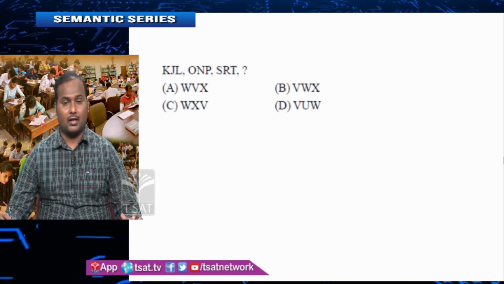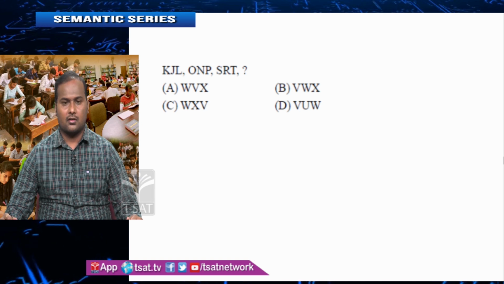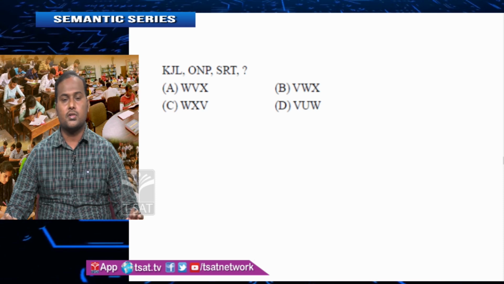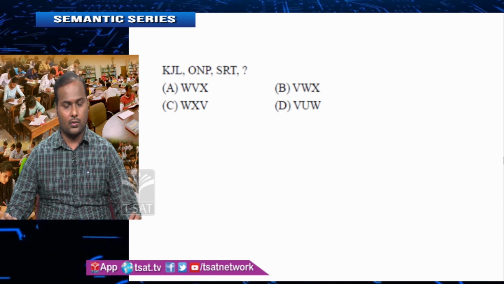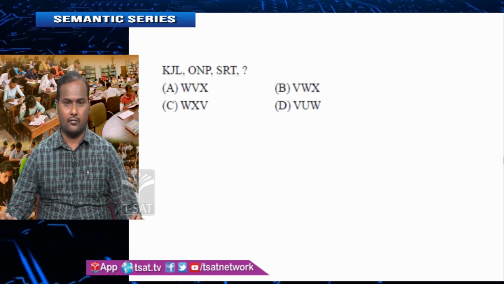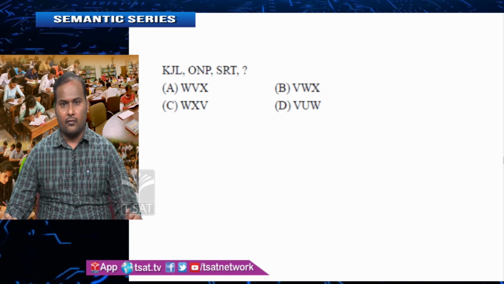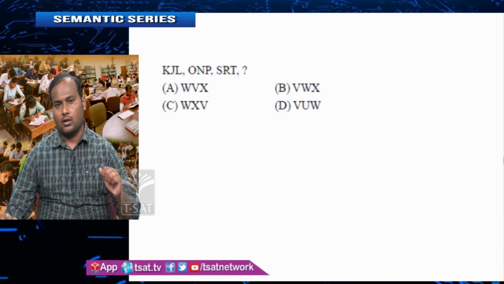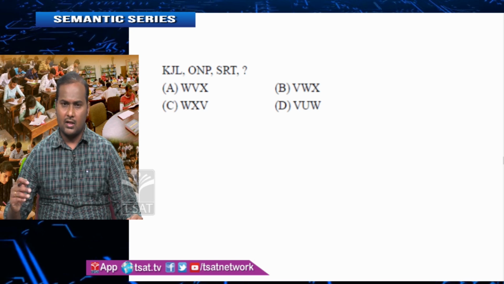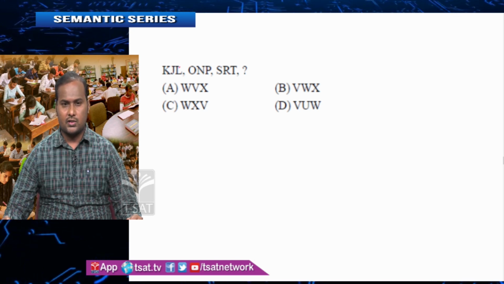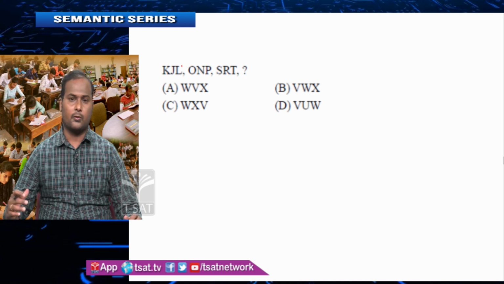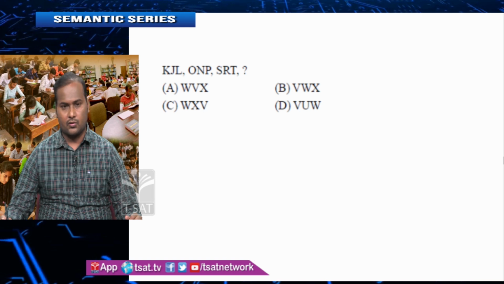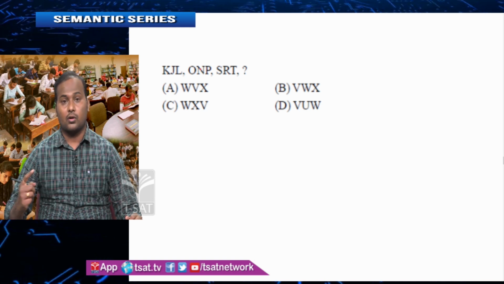Alphabetical series or letter series. To find the answer for an alphabetical series or letter series, you should be perfect with the position of the alphabets, that is A is 1, B is 2, C is 3, D is 4, E is 5, F is 6, like that. If you are thorough with this particular series, then we can find the answer very easily. Generally in the SSC examination, the questions will be of mixed type, meaning it will give more than one particular series in a series. For example, if you see this question, it involves more than one series.